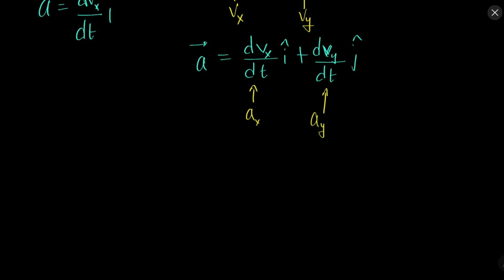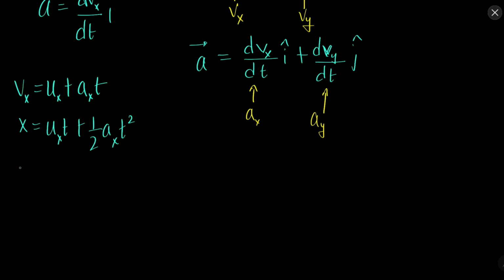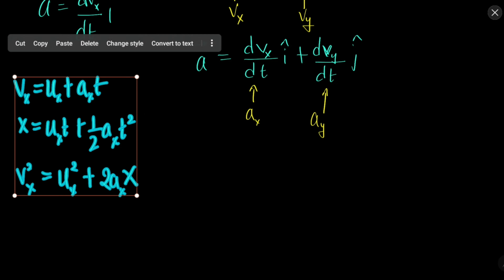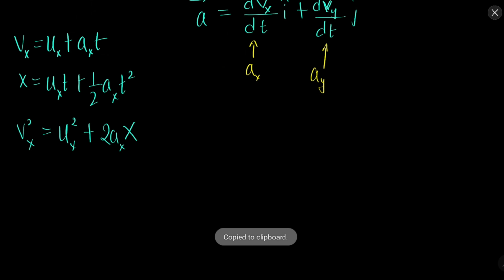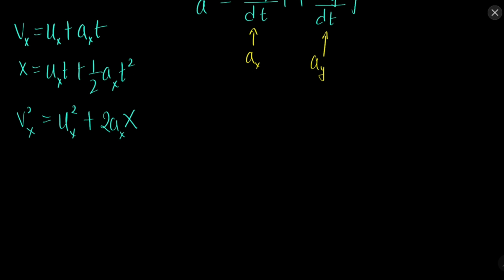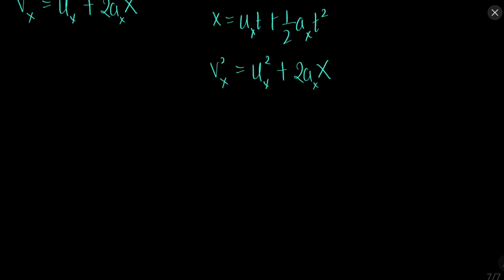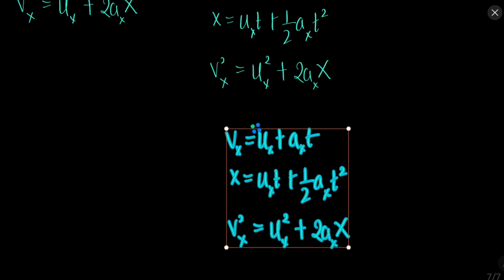And similarly we can write the equations of motion. Here it could be written like this: x equal to uxt plus half ax t square and vx square equal to ux square plus 2ax x. So this x represents that the motion is in x direction. Similarly, the same equations can be used here, okay. It's just that we will use one set of equations for x axis and one set of equations for the y axis, okay.